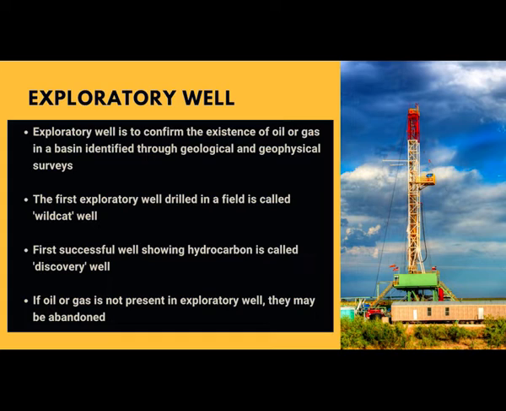The very first exploratory well drilled in a field is called a Wildcat Well. The very first successful well showing hydrocarbon is known as a Discovery Well. Suppose oil or gas is not present in an exploratory well, it may be abandoned, and then the upstream companies will move on to a different location and start drilling additional wells.